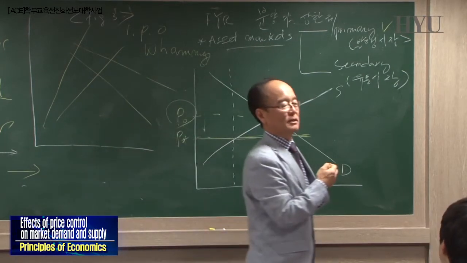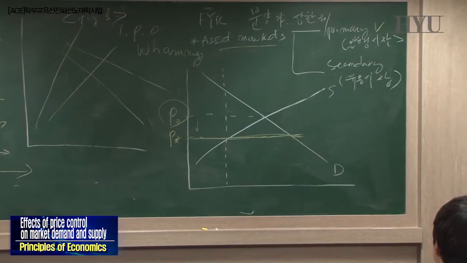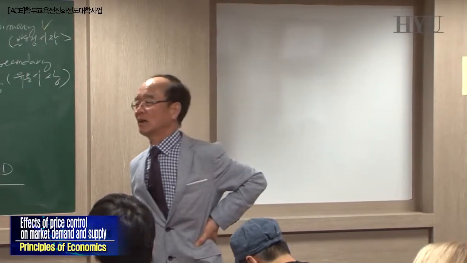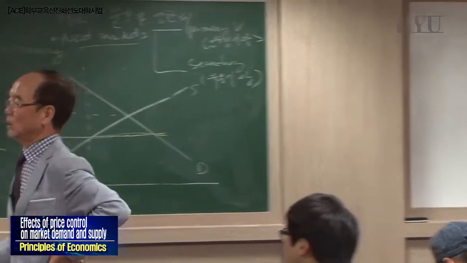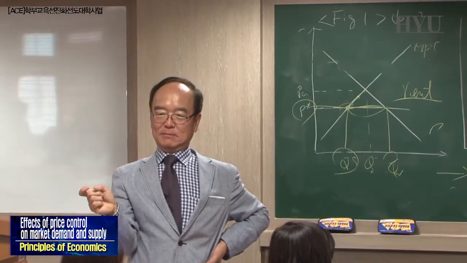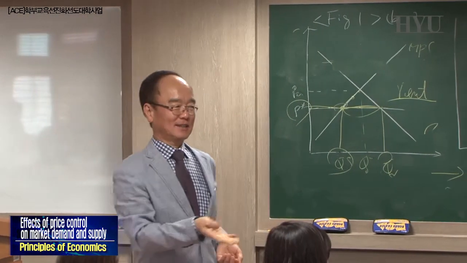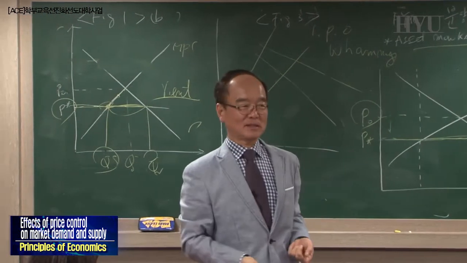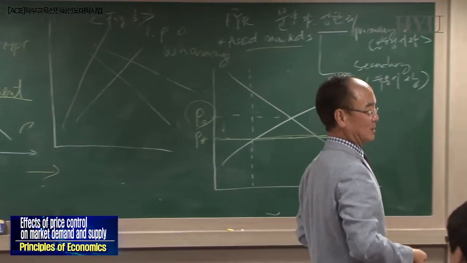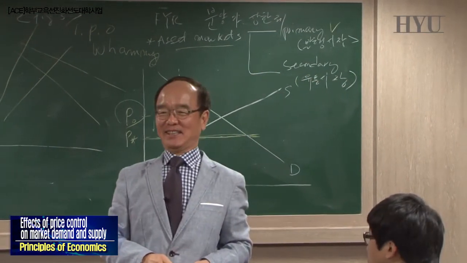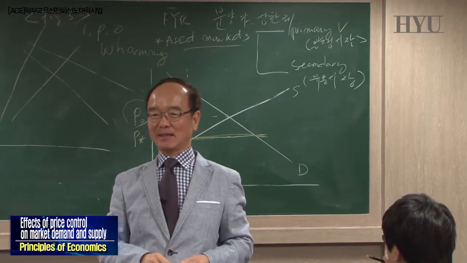Deficit or surplus? Deficit, excess demand, right? Then here again, we need what? A rationing mechanism. So many ways, right? As I said, staying in line. First come, first served basis. What else? Lottery. In Korea, the answer is lottery. That's the answer.